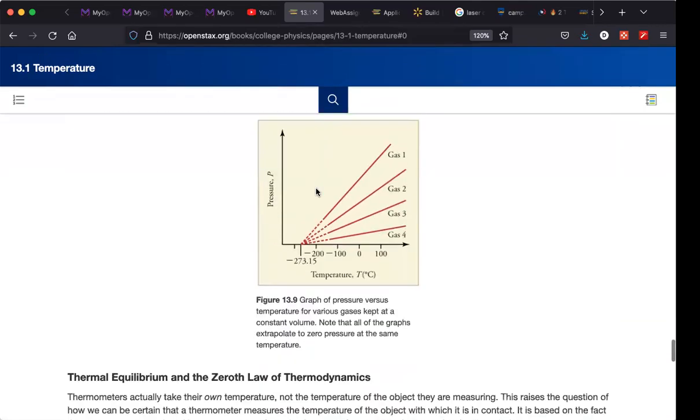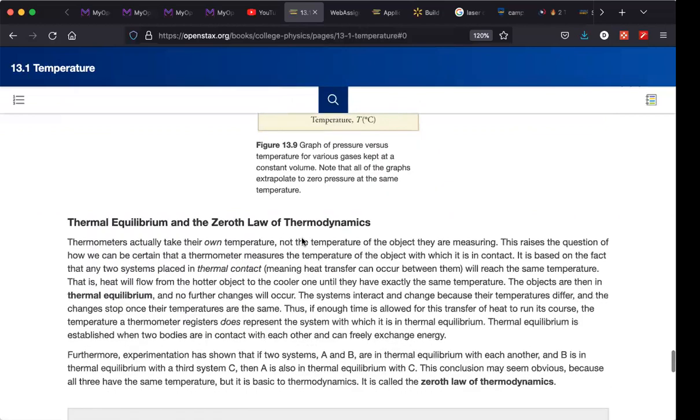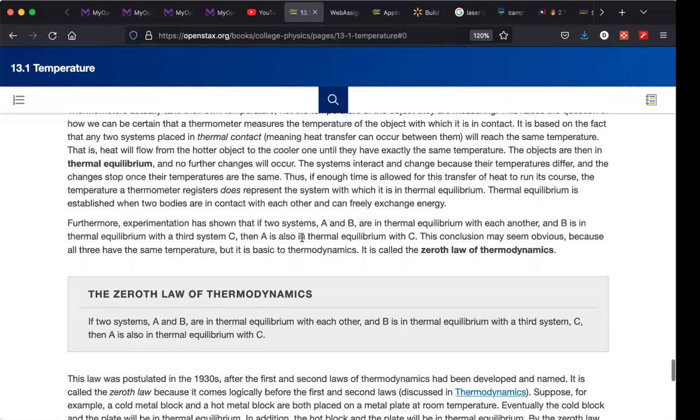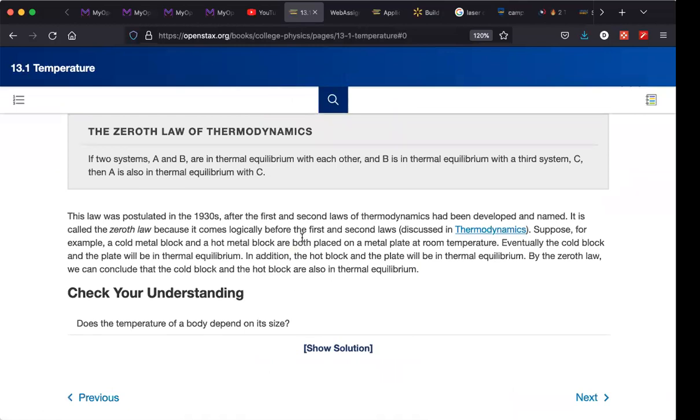So here's actually a graph of what Lord Kelvin did, where he cooled down all these gases and then extended the lines down, and noticed that zero pressure is reached at the same temperature for all of these gases, at negative 273.15 degrees Celsius. And this is where we get to the very first law of temperature that we're going to talk about, which is the law of what's called the 0th law of thermodynamics.